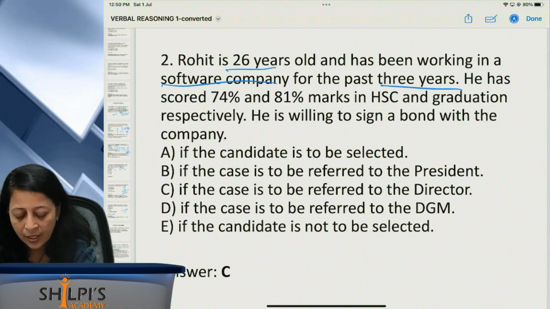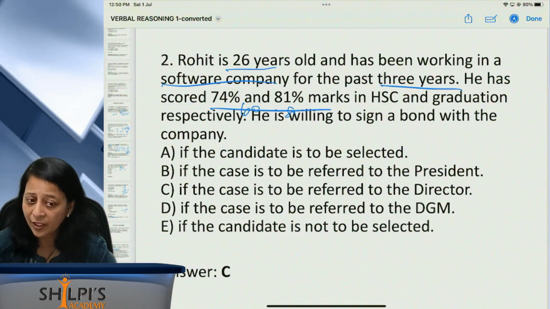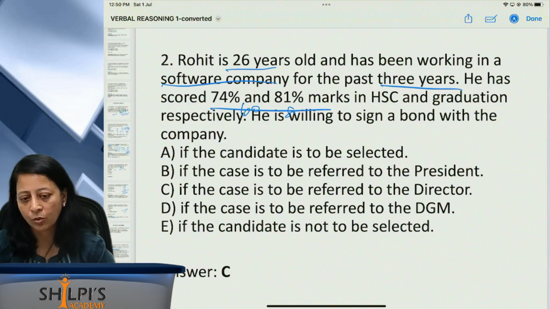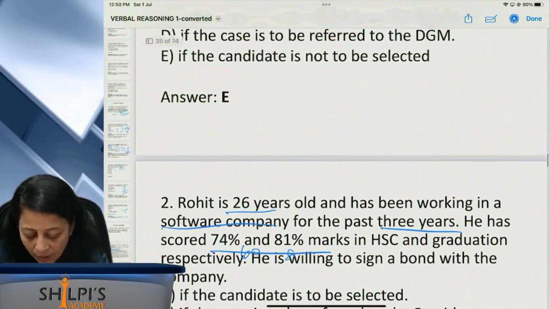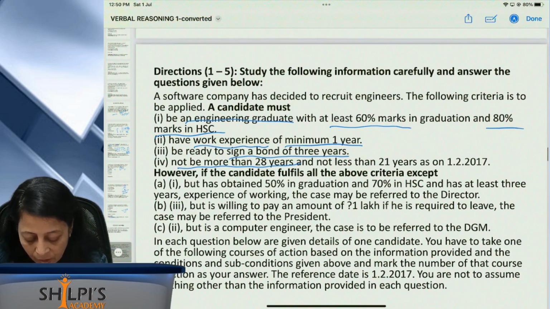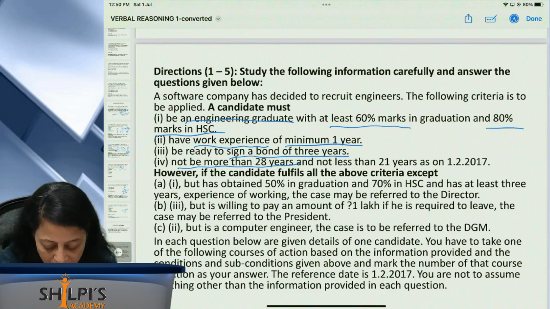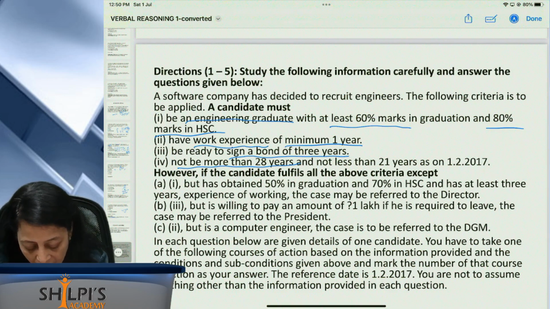He has scored 74, and here you need only 60 and 80. That is also fine. He is willing to sign a bond. So now coming to the bond for 3 years, he is willing to sign the bond with the company also. Now, how are we going to deal with it? He is 26 years old, not more than 28 years. He is in a software company. He has experience of 3 years. He has scored like 60 and 80.